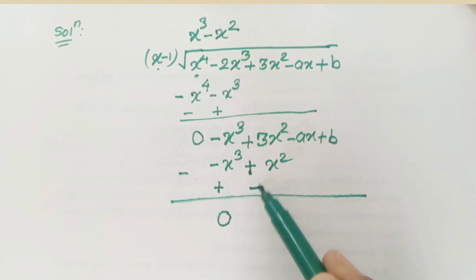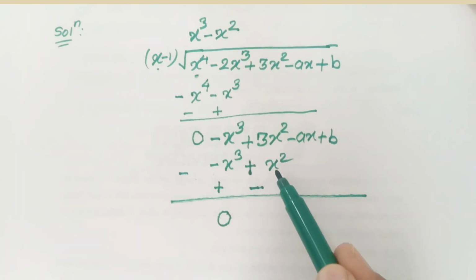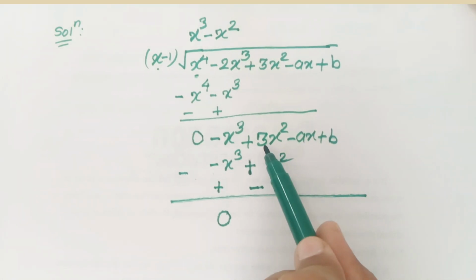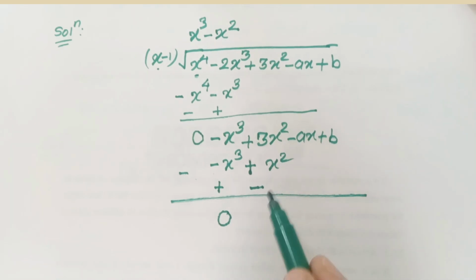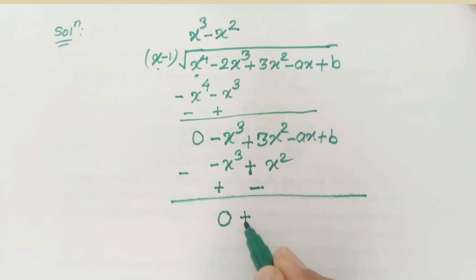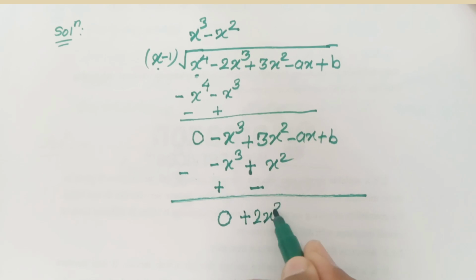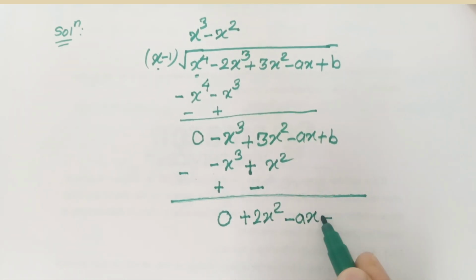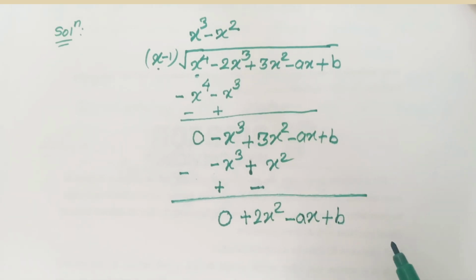Here 3 minus 1, because x square is the same, take x square common, then remaining is 3 minus 1, that is 2, so here twice x square. Then the next remaining term as it is, that is minus ax plus b.